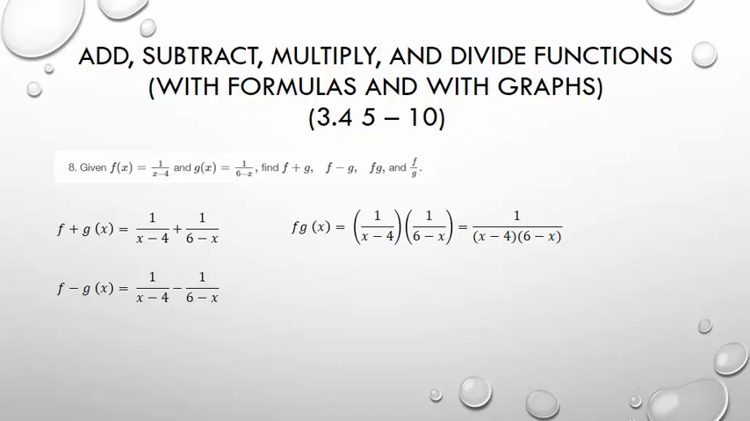And then multiply them. Depends on what I have as to what I might do when I multiply them, but here we have multiplying the two fractions. We can multiply the numerators and denominators, so we get a 1 on top, and then we have the product there of x minus 4 times 6 minus x.